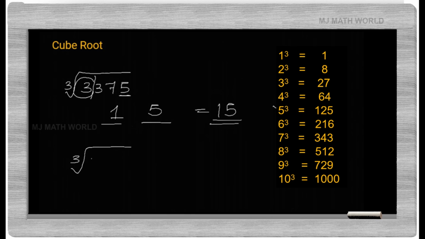Another example. Cube root of 74088. First we draw two lines. Let us consider the last three digits, and the ones place is 8. Which are the cubes of numbers ending with 8? 2 cube is equal to 8. The last digit is 2. And 74 is not a perfect cube. We will choose the perfect cube lower than 74. That is 64. The corresponding number is 4. 42 is the answer.